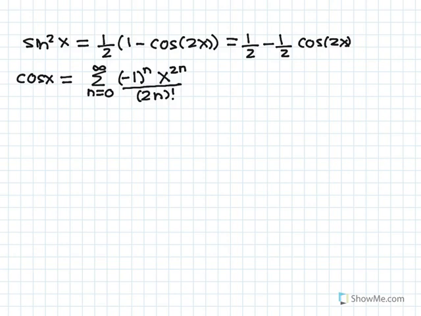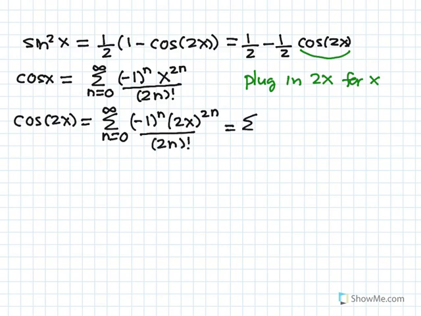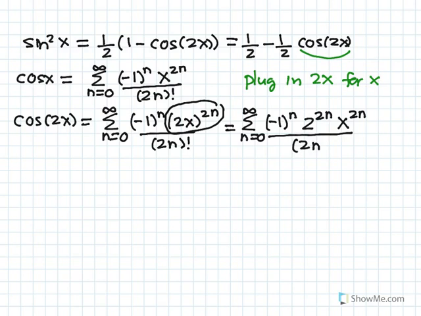Now let's plug in 2x for x, because we would like to build up the Maclaurin series of cos 2x. So cos 2x is equal to the summation n equals 0 to infinity of (-1)^n (2x)^(2n), divided by (2n)!. Let's do a bit of algebra, and we get the summation n equals 0 to infinity of (-1)^n, and we can write (2x)^(2n) as 2^(2n) times x^(2n), all divided by (2n)!.